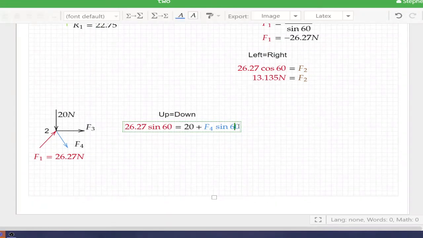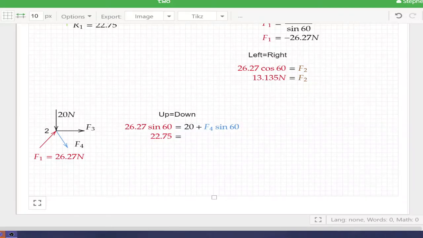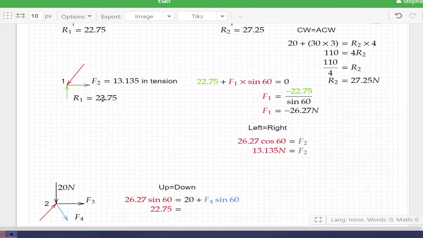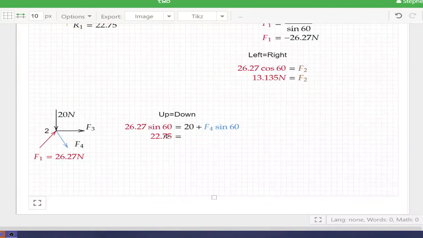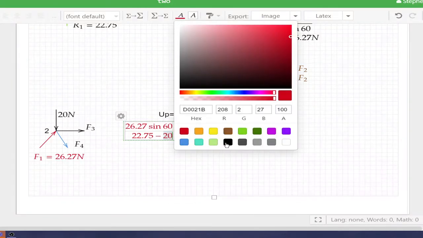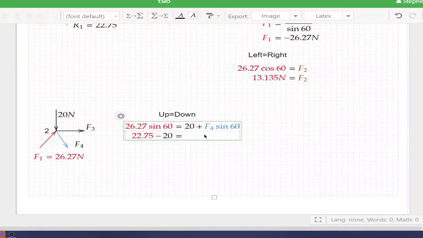So let's do that right now. So that's 22.75, 26.27 sine 60 is 22.75, which is in fact R1 there. Coincidence? Who knows? Sine 60, and that equals 20 plus F4 sine 60. So let's take this 20 across, so 20 becomes minus 20. Let's put that as a nice tasteful shade of black. And that must equal F4 sine 60.